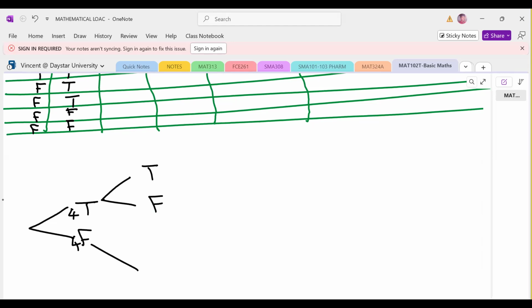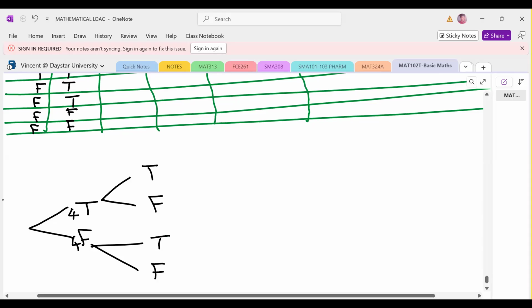Similarly, here it can still be true or false. Now this branch here comes from 4. So 4 divided by 2 gives you 2, 2. So here it becomes 2, 2, here 2, here 2. So that's why in the second column we start with 2 T's followed by 2 F's followed by 2 T's followed by 2 F's. Okay?